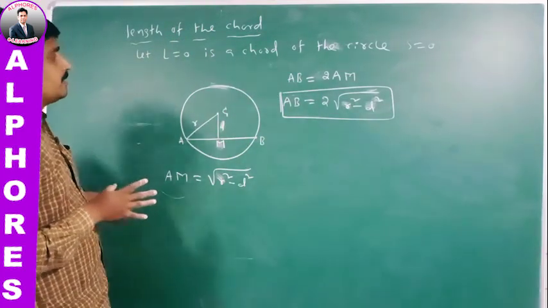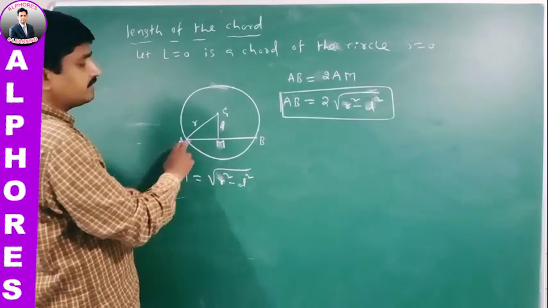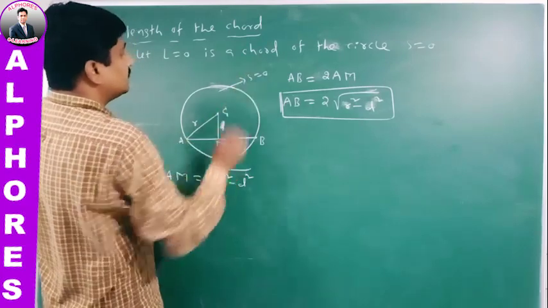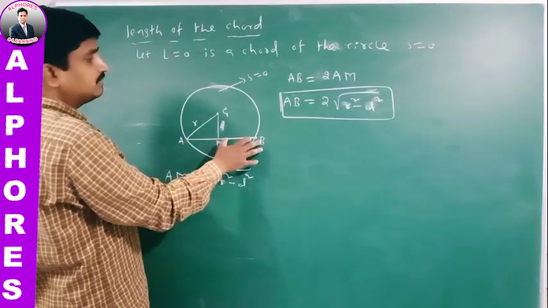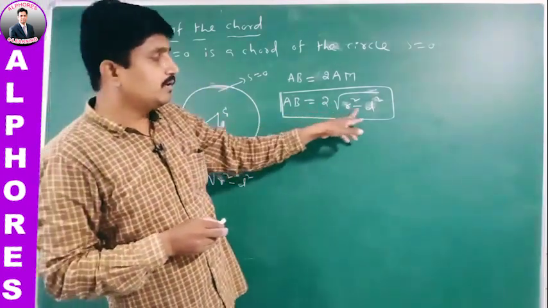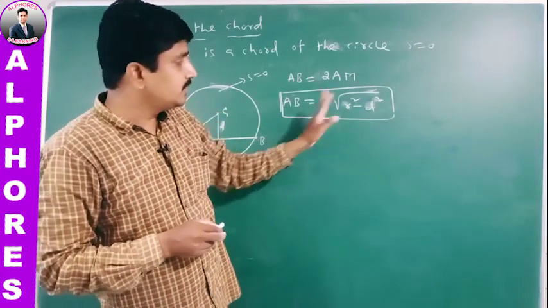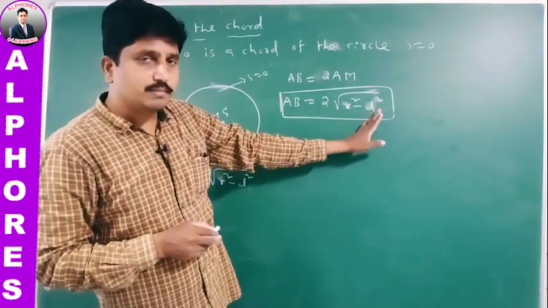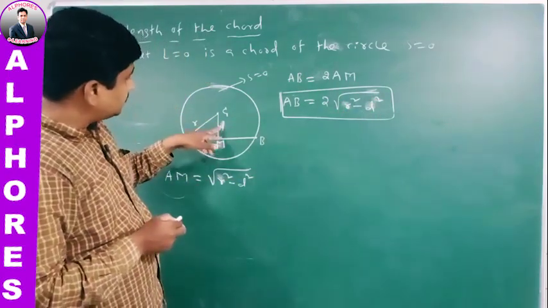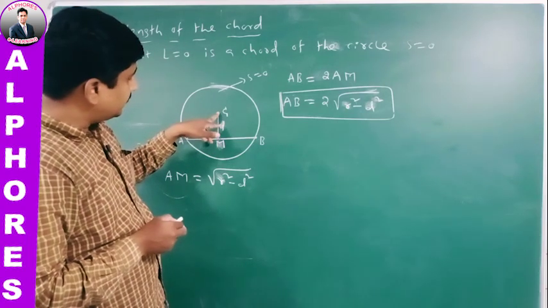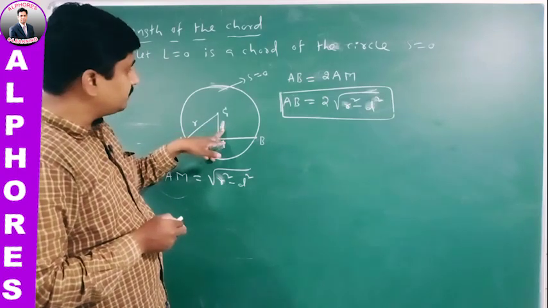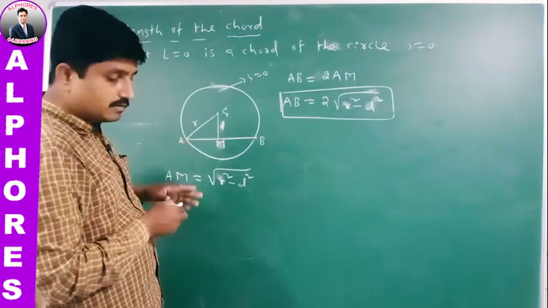Observe here. In the question, the chord equation is given and the circle equation is given. How to find the length of the chord? According to the formula, the length of the chord equal to 2 into under root of r square minus d square, where r is the radius of the circle, and d is the length of the perpendicular from the center of the given circle to the given chord.